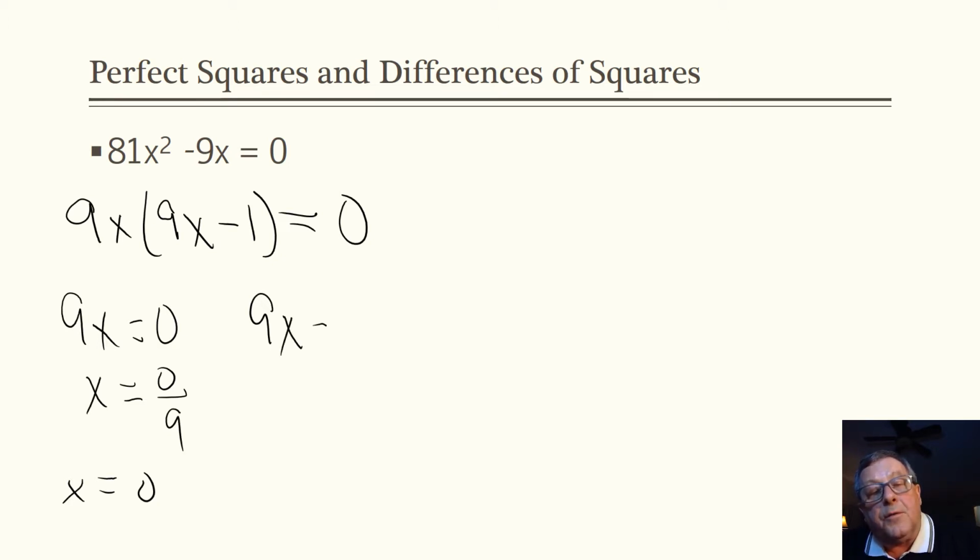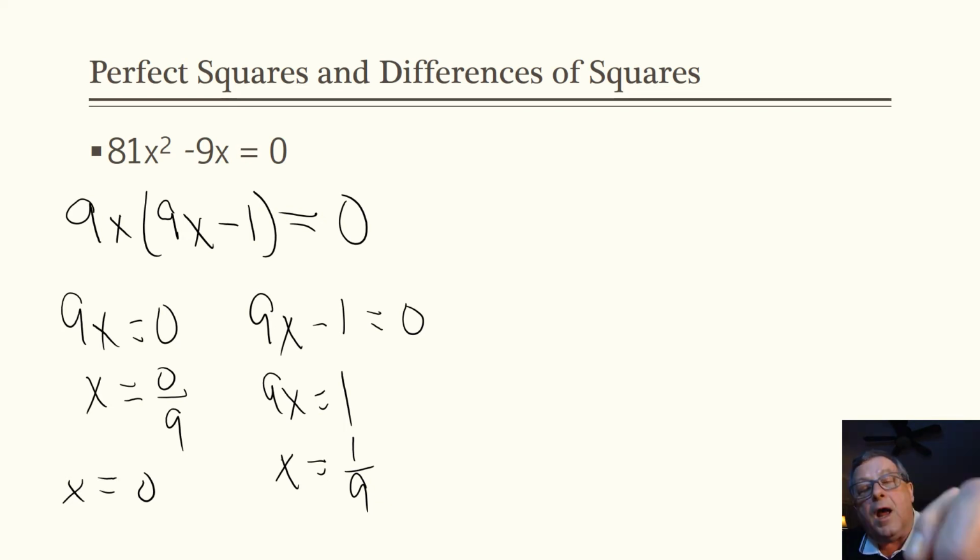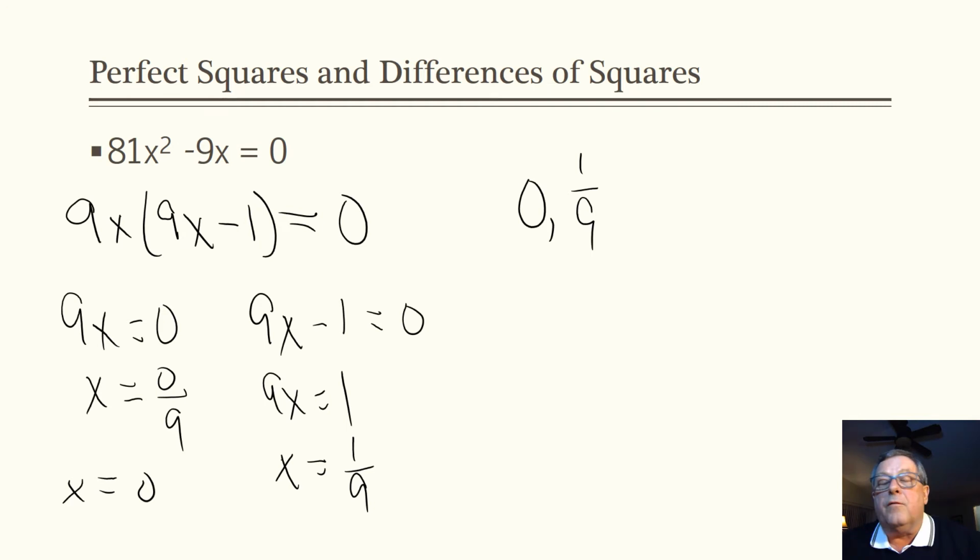They both are actually perfect squares, but I don't have a variable in both terms anymore since I factored out the greatest common factor. And we set that equal to 0. Then we add 1 to both sides, so we've got 9x equals 1. We divide both sides by 9. And our second solution is 1/9. And so our two solutions in this are 0 and 1/9.